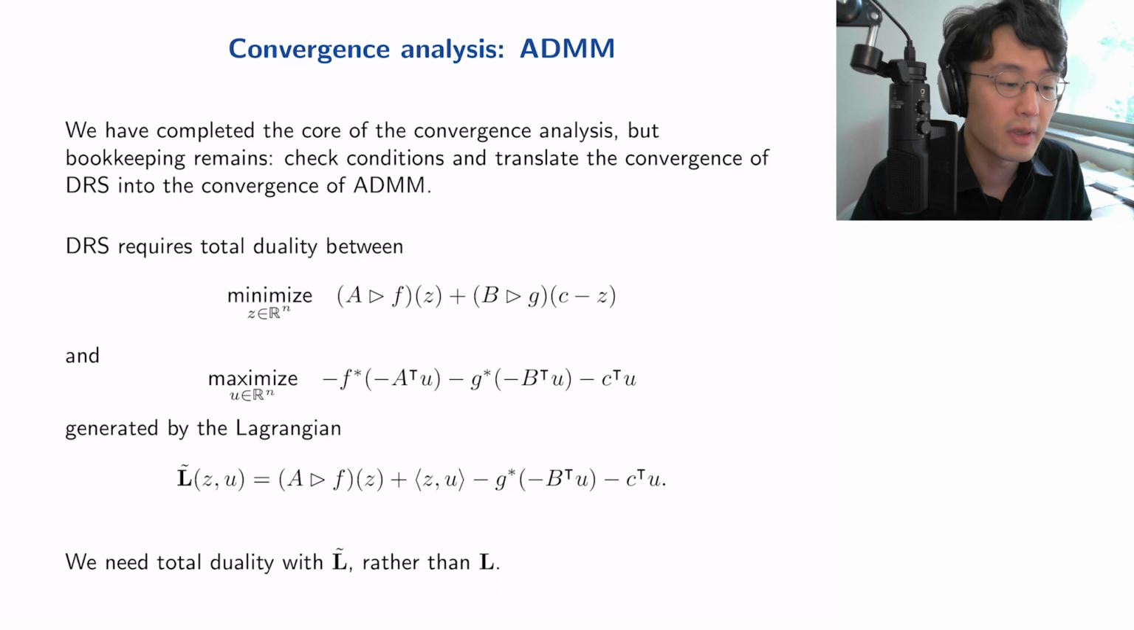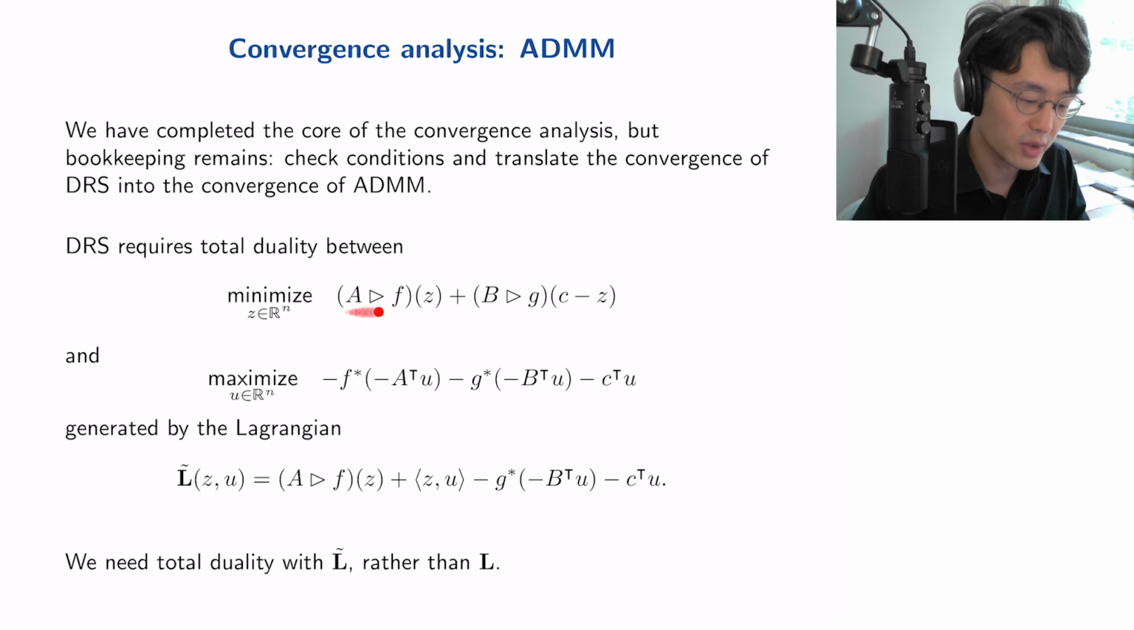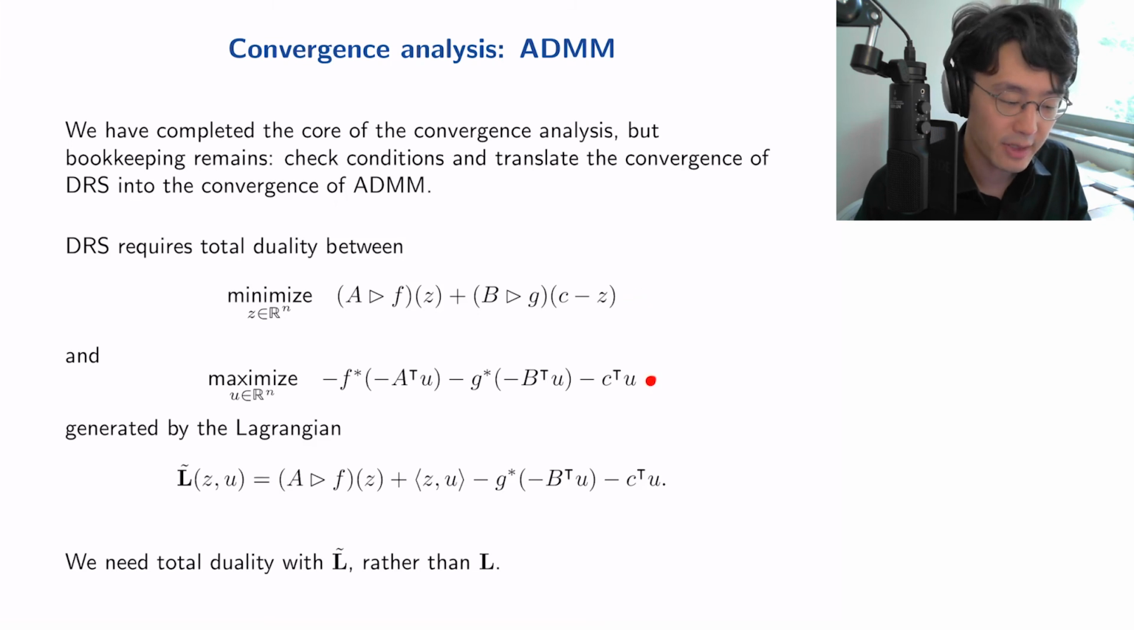Okay, so we derived the ADMM method using the IPC technique. And through this derivation, we have basically completed the core of the convergence analysis. What remains, however, is the careful bookkeeping. So we need to check conditions and translate the convergence of the DRS FPI into convergence of the ADMM method. So when we applied DRS to this unconstrained minimization problem with these two functions, our convergence analysis of DRS requires strong duality between this primal problem and this dual problem generated by this Lagrangian.